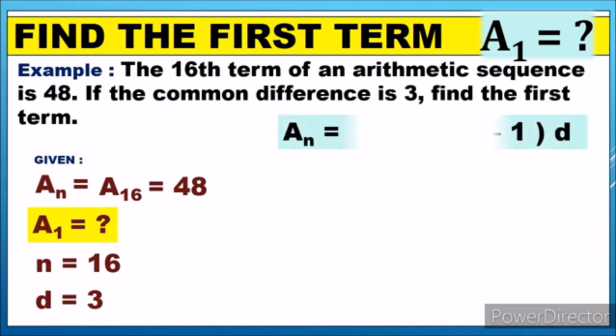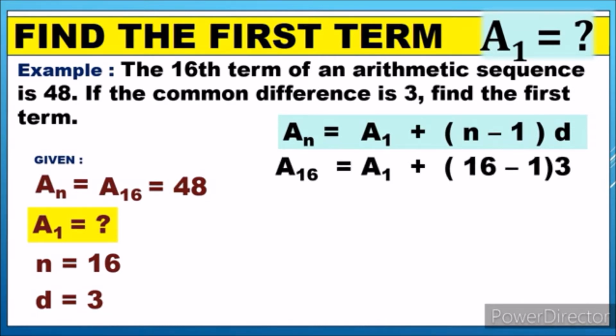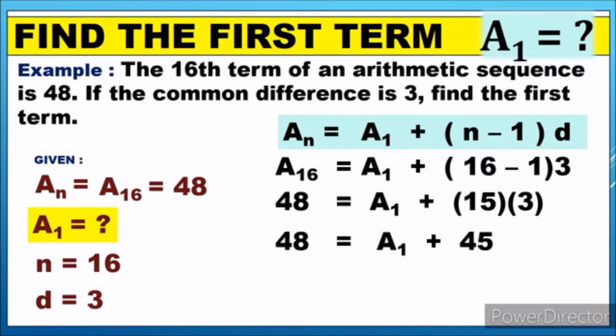The same thing, we have to substitute them into the given formula. Then a sub n or a sub 16 is equal to a sub 1 plus quantity 16 minus 1 times 3. And then a sub 16 is equal to 48, so we are going to substitute 48. That is equal to a sub 1 plus 16 minus 1, which is 15, multiplied by 3. Next, we still have 48 is equal to a sub 1 plus 45, because 15 times 3 is 45.